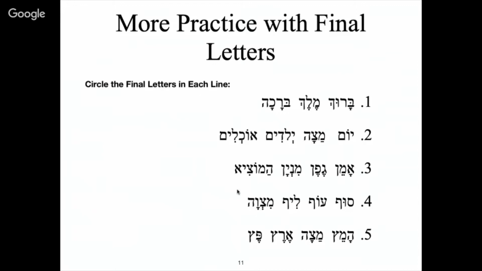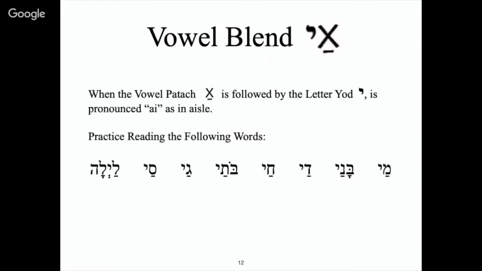So you want to go through each of these lines and you want to circle the final letters, the sofit letters in each of the lines. And if the word doesn't have a sofit letter, then you can leave it alone. And again, we have the answers in the back of our primer.